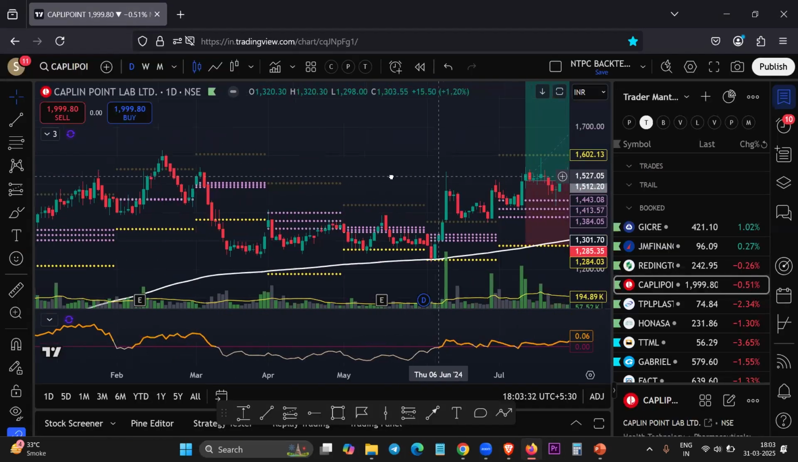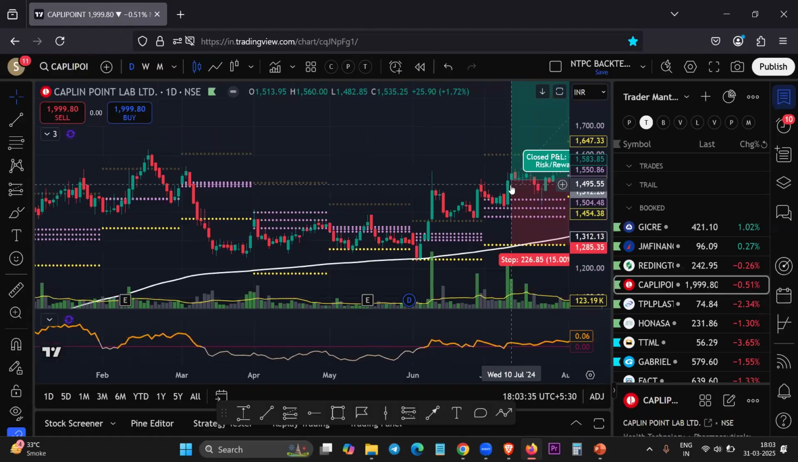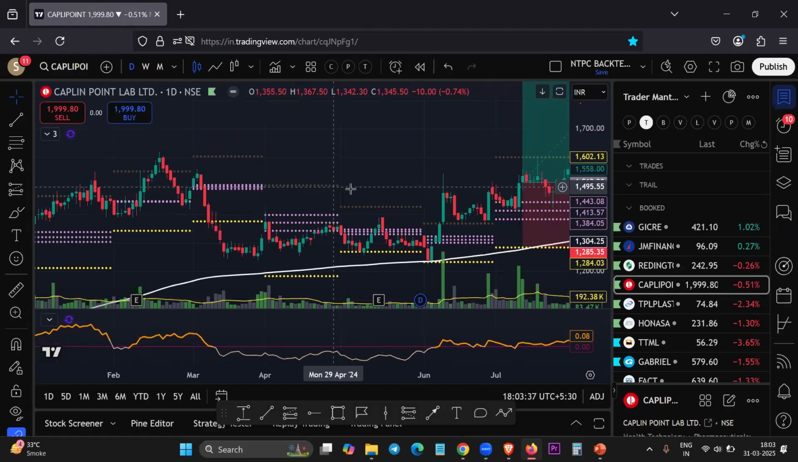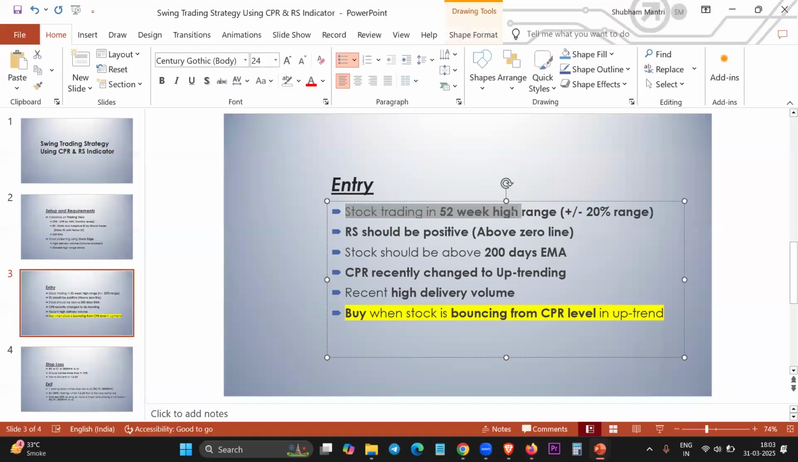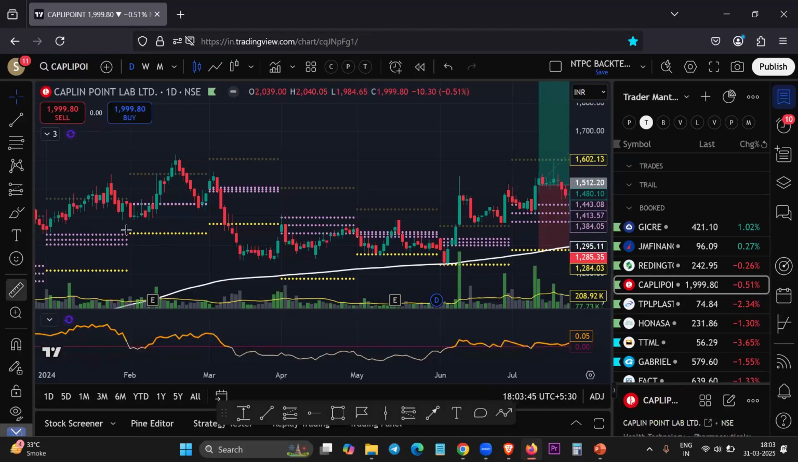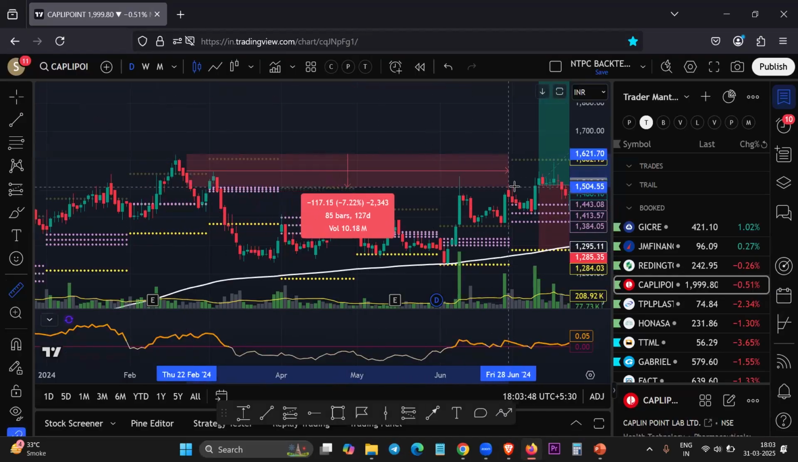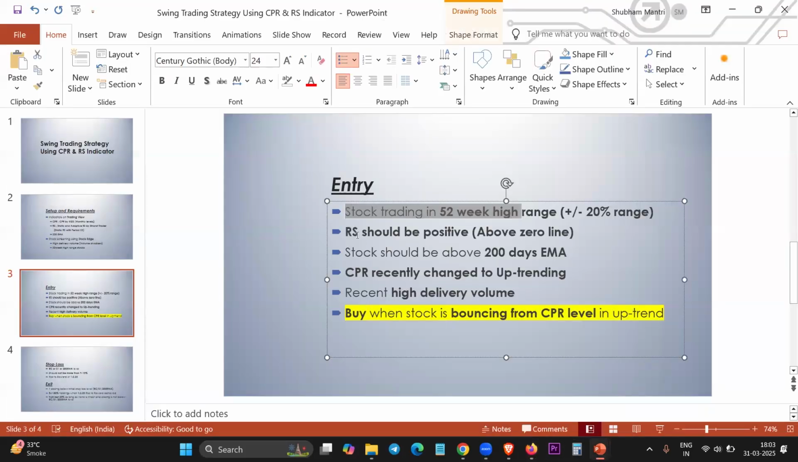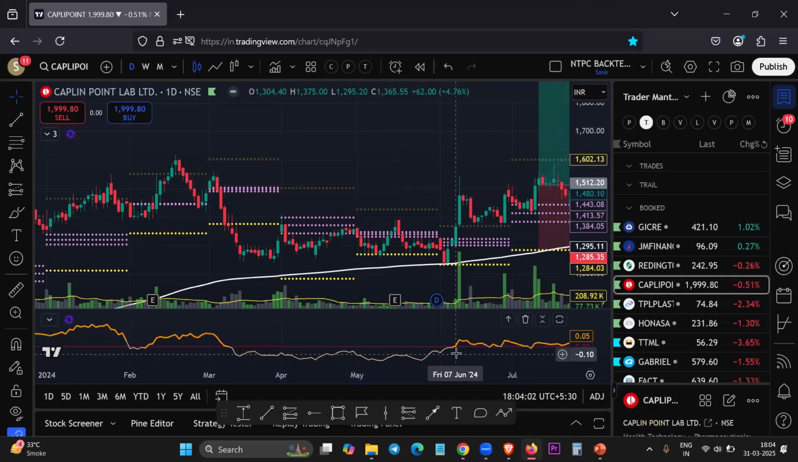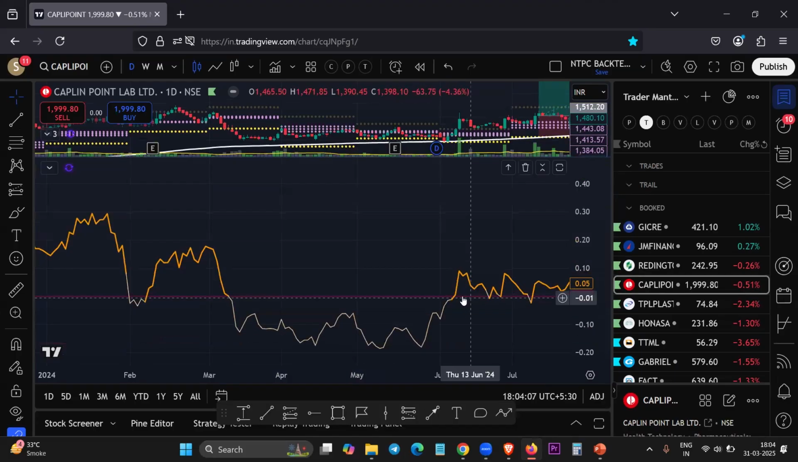In this stock I had taken entry on this day, which was 10th of July. Coming back to our entry criteria, the stock should be trading in the 52-week high range. If you see here, the stock was trading in the 52-week high range, that means in the plus minus 20% range. Then the second criterion was the stock should be RS positive. You can see the RS was positive in this stock from Friday, 7 June onwards.